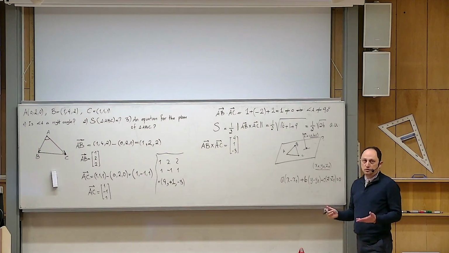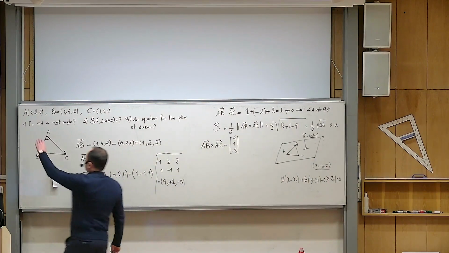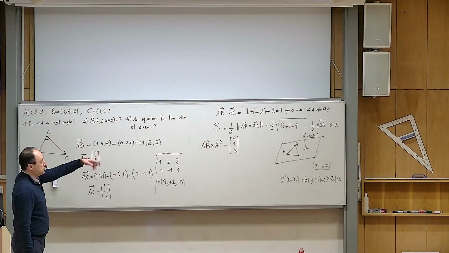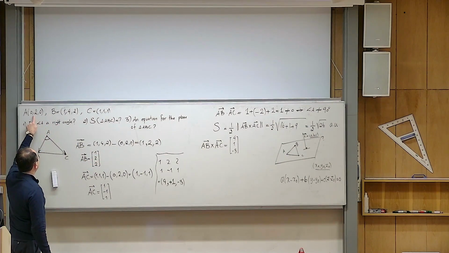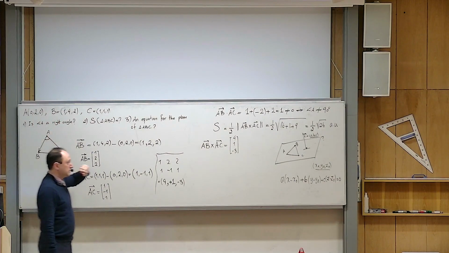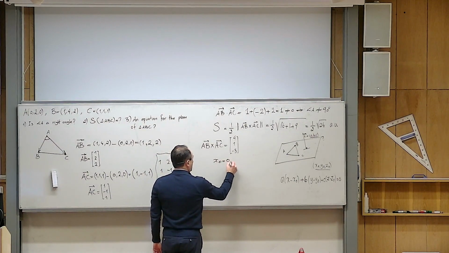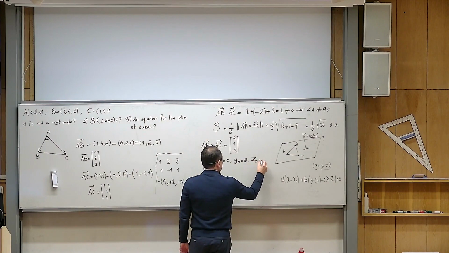I don't have anything to do, yes? I can choose any of these points, the coordinates of any one of these points for x node, y node, and z node. It doesn't matter. So I would prefer to use this because I have 2 zeros. Working with that might be easier. So I would say that, okay, x node is 0, y node is 2, and z node is 0 again.